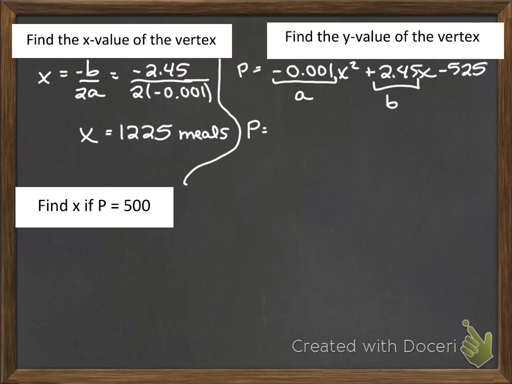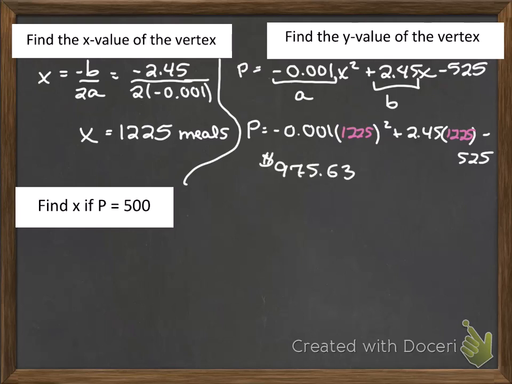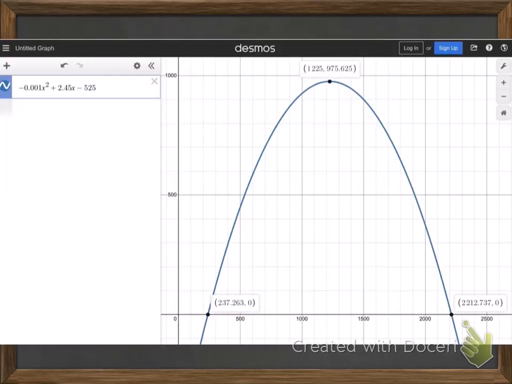What we really need to do is put that value, 1,225, in place of x, everywhere that x appears in this equation. I ran out of room there, so I squeezed it onto the next line. We have 1225 here, we have 1225 here. You can type that into a calculator, and when you do, you should get about $975.63.